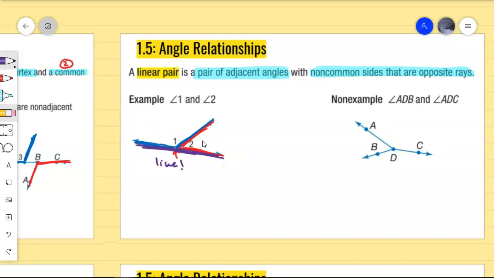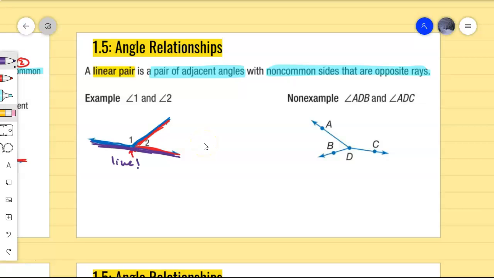All right, let's take a look at something that's not true. Focus on angle ADB, and then angle ADC. First off, notice how they are sharing a common vertex, which is point D. So that's working out for us. Number two, they are both sharing a common side, so that works out for us. Number three, they open up into different sections of the page, so that works out for us.